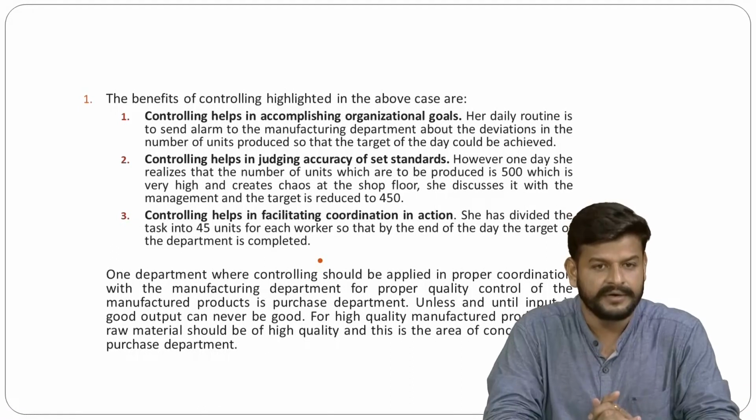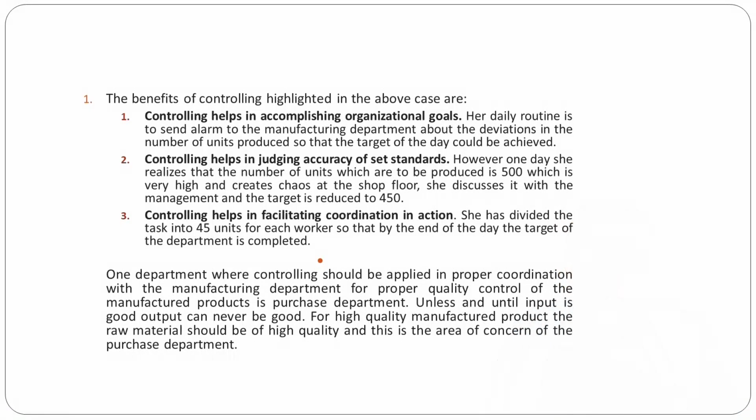What did she do on a daily basis? She discusses it with the management and the target is reduced to 450. Controlling helps in facilitating coordination in action. She has divided the task into 45 units for each worker so that by the end of the day the target of the department is accomplished or completed. So one department where controlling should be applied in proper coordination with the manufacturing department for proper quality control of the manufactured product is the purchase department.